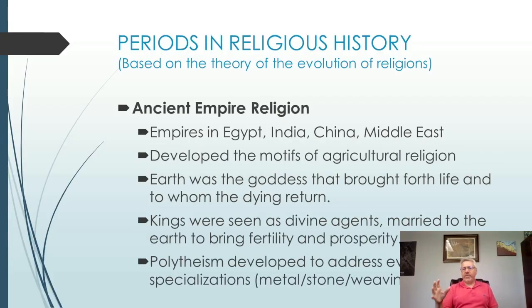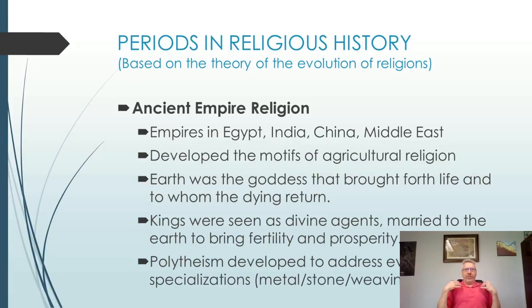And then just before the development of what we would call the major religions of our day, there were the ancient empire religions. During that time period, Egypt, India, China, and the Middle East all had powerful empires. And they developed out of the motifs of agricultural religion. But there was this idea that the earth was a goddess that brought forth life and to whom the dying return. And in some way, the kings or the emperors were seen as tied to this earth goddess, sometimes even considered to be married to or in relationship with this earth goddess. Therefore, the king was a divine agent.